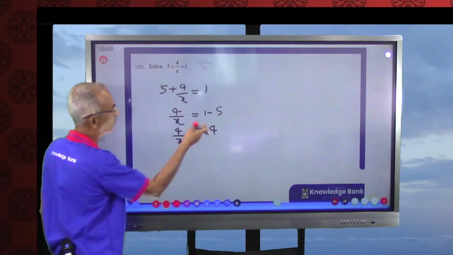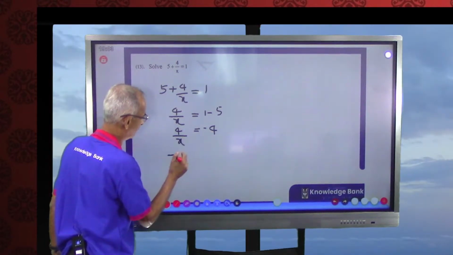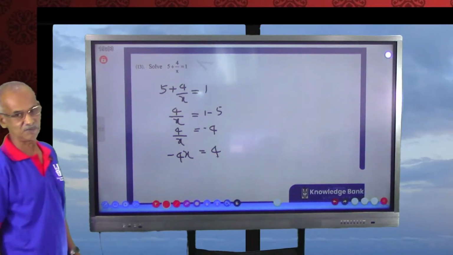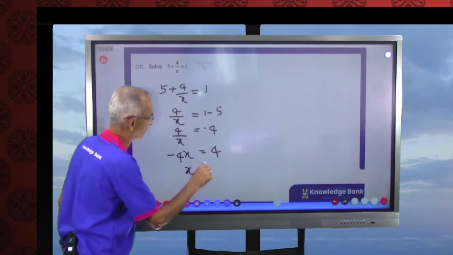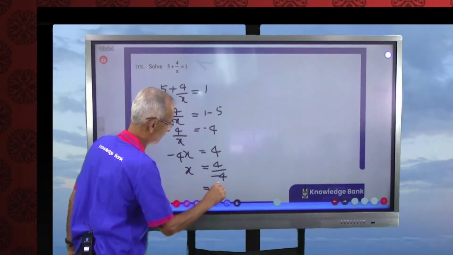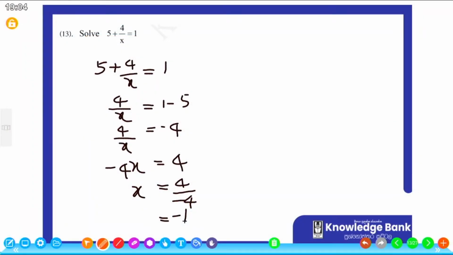Then minus 4 means minus 4 over 1, cross multiplication. Minus 4 into x is minus 4x. Minus 4x is equal to 4. Let's divide both sides by minus 4. If you divide the left hand side by minus 4, x will remain. Here it is 4 divided by minus 4. Then the answer is minus 1. That's the answer for question number 13. x is equal to minus 1.